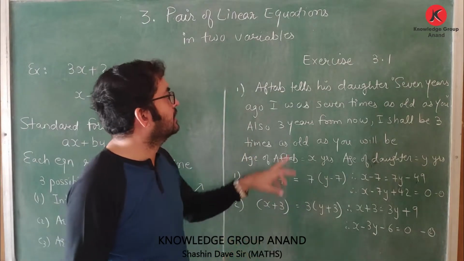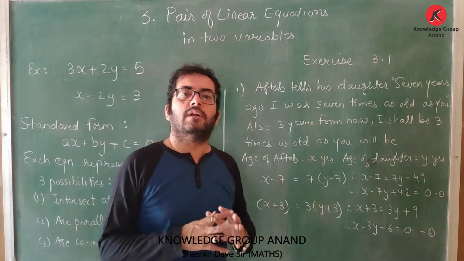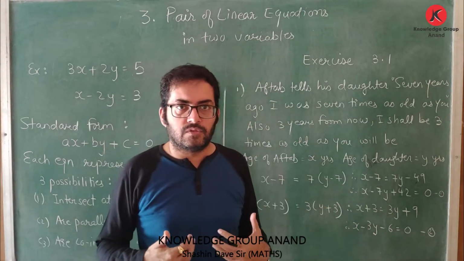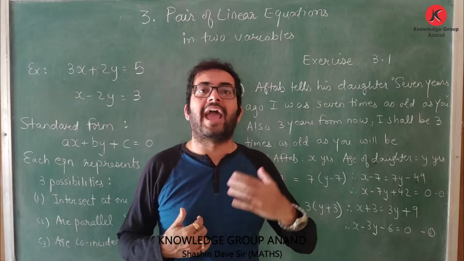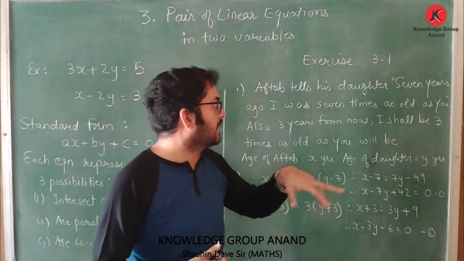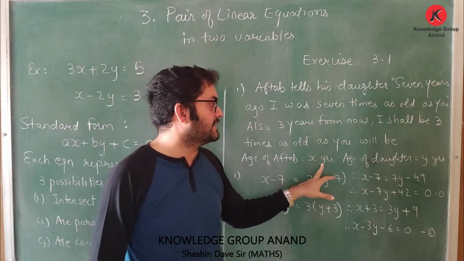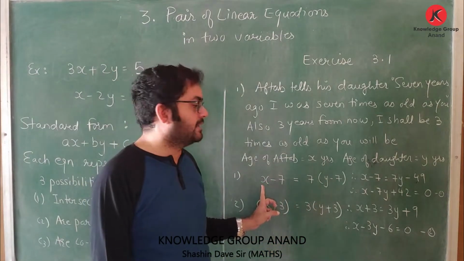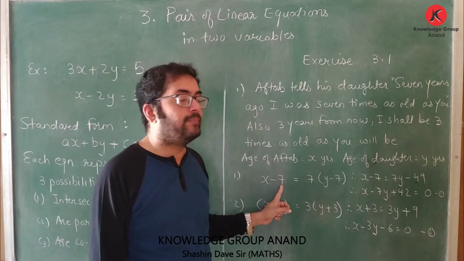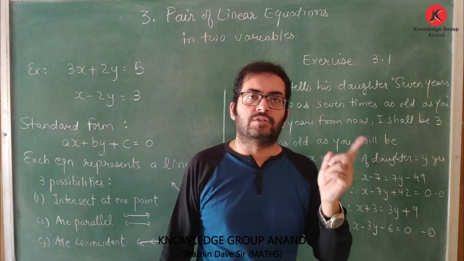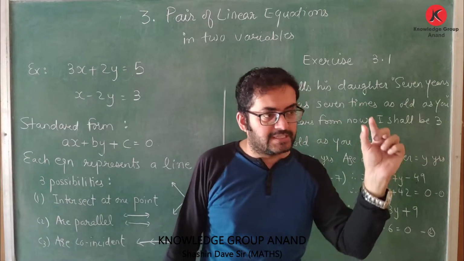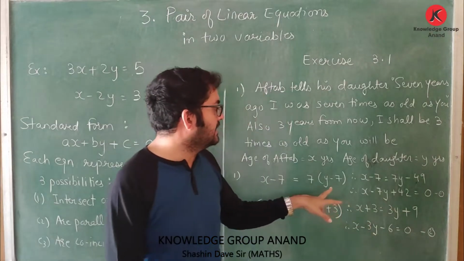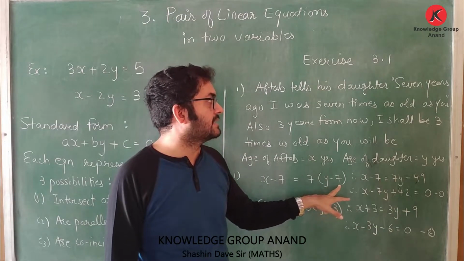First condition is for 7 years ago. Now, let us say that my age right now is x. So what would be my age 7 years ago? x minus 7. Similarly, here we have taken the age of Aftab as x years, so 7 years ago, the age of Aftab will be represented as x minus 7. Similarly, the present age of his daughter is represented as y. So what would be the age of the daughter 7 years ago? It is represented as y minus 7.